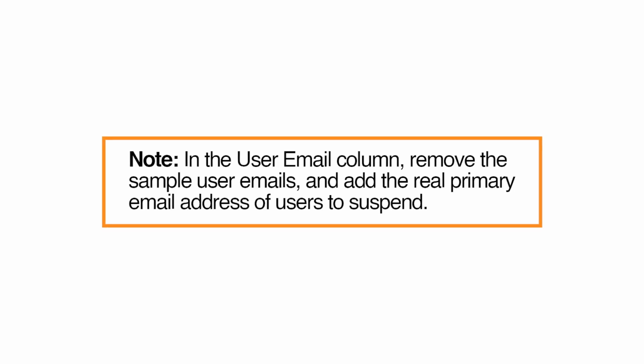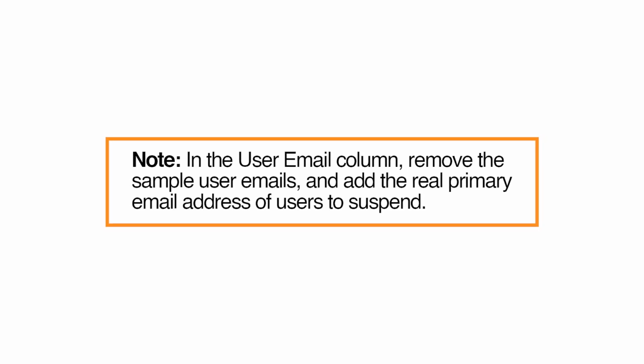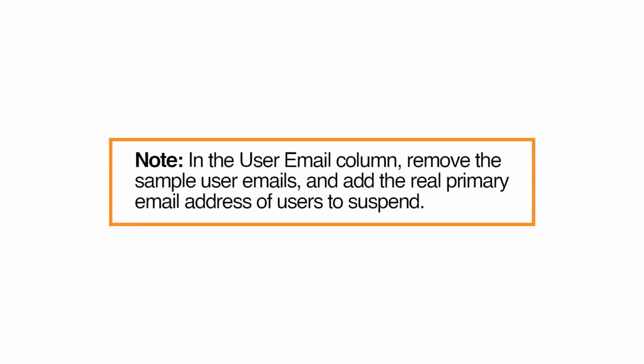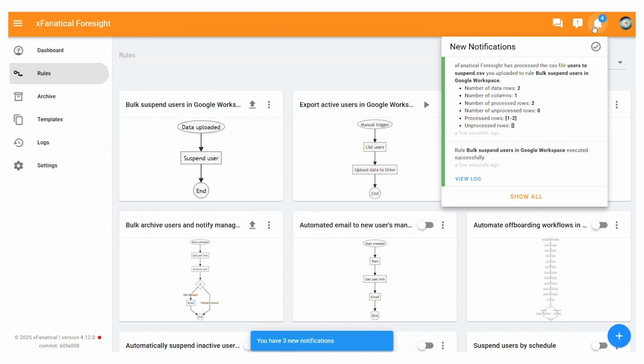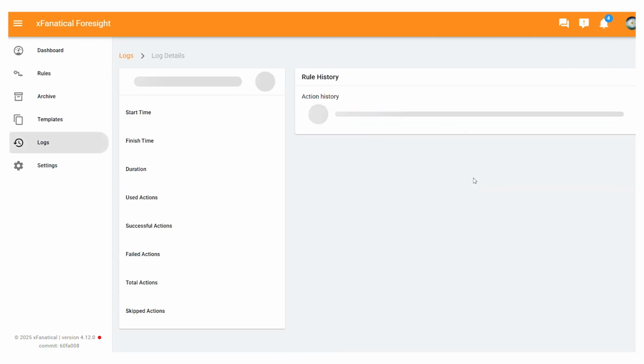In the User Email column, remove the sample user emails and add the real primary email address of users to suspend. Go to the Rules page. Click on the Upload icon of Bulk Suspend Users in Google Workspace rule. Upload the CSV file. Wait for the success notification and click on the View Log button.